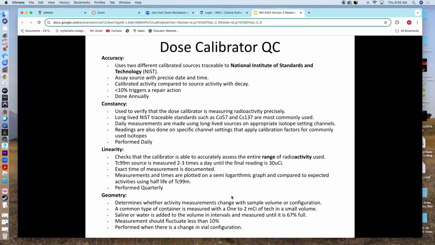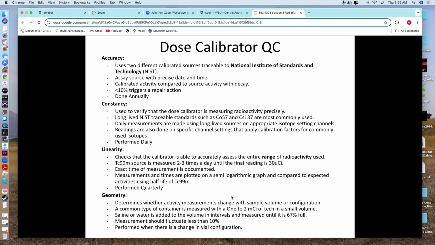So accuracy: the National Institute of Standards is going to give you sources that come with your dose calibrator. And you've probably seen those. It's likely cobalt or cesium. And the National Institute also has sources. So if you ever send your dose calibrator out, typically you don't, but if it needs repair, you may send it out, and they'll have sources that they use to calibrate as well.